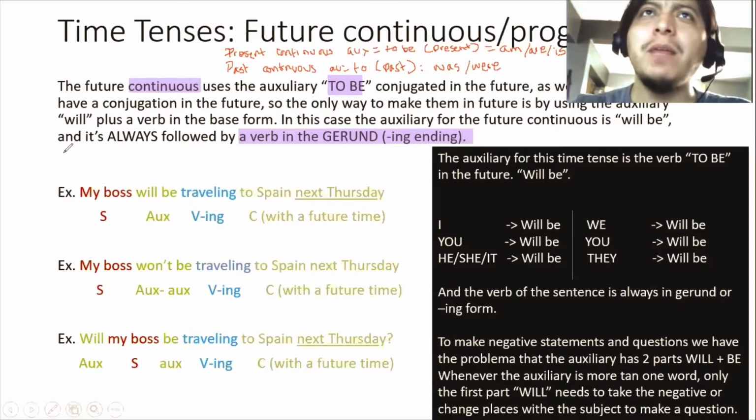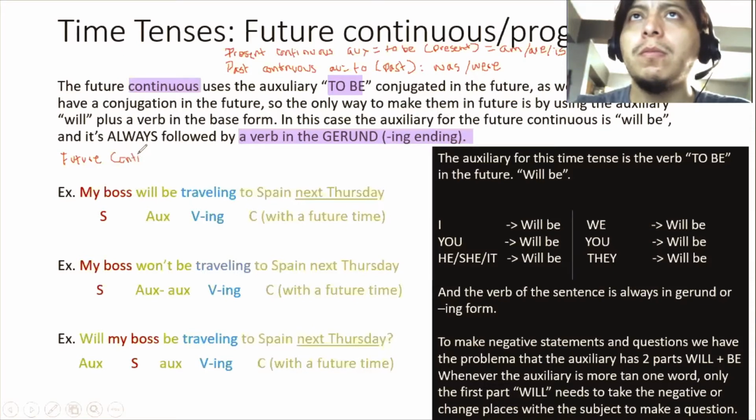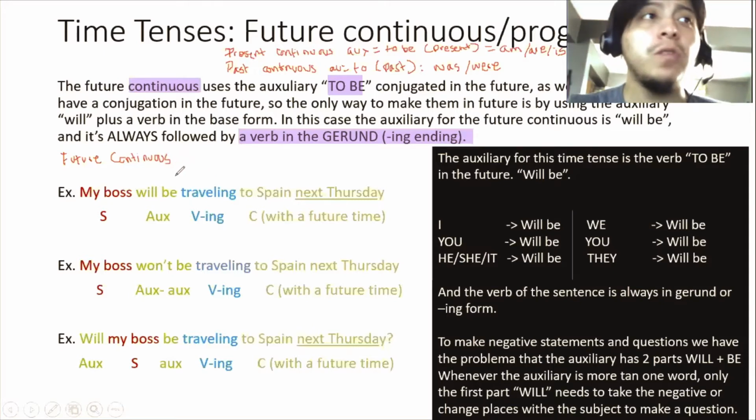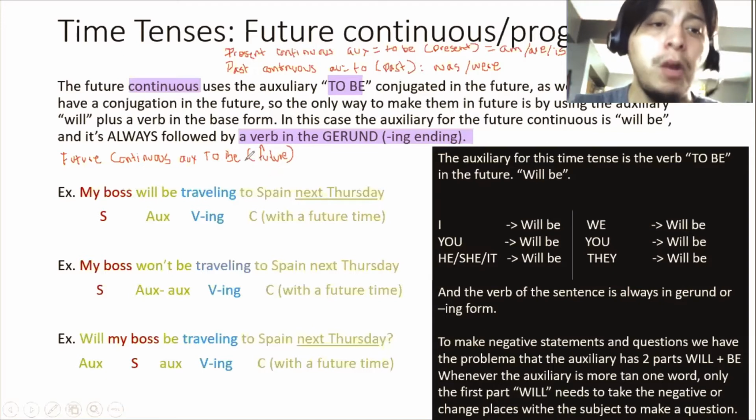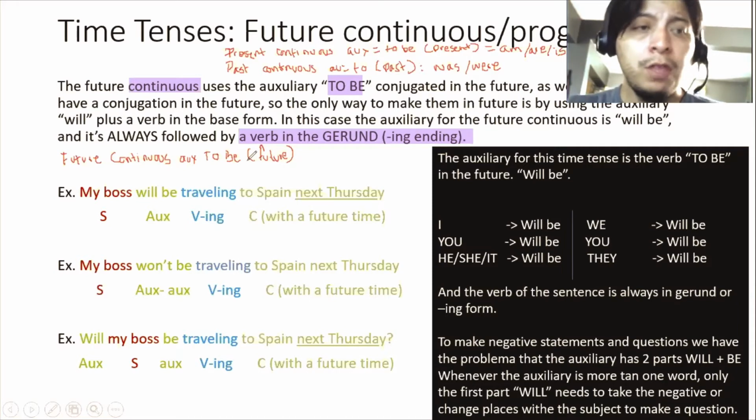In this case, we are speaking about the future continuous. What do you think the auxiliary for the future continuous is going to be? Again, the verb to be. The auxiliary is the verb to be, but not in the present and not in the past. In the future. So what is the verb to be in the future? As you remember, verbs have 6 conjugations in English. They can be in the base form, in infinitive, in gerund, in present, in past, and in past participle.